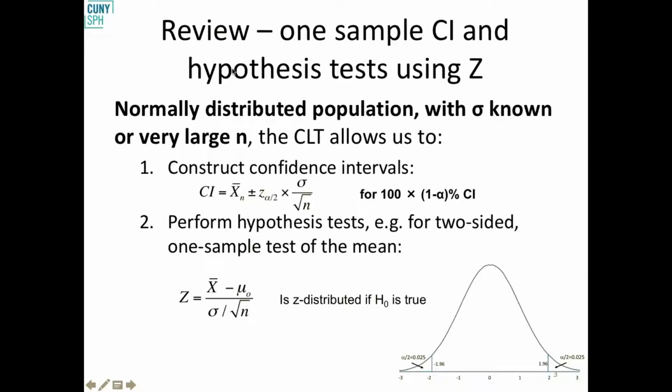Okay, that's really what this is all about. If we know the sigma, the standard deviation of the population, we can use Z.